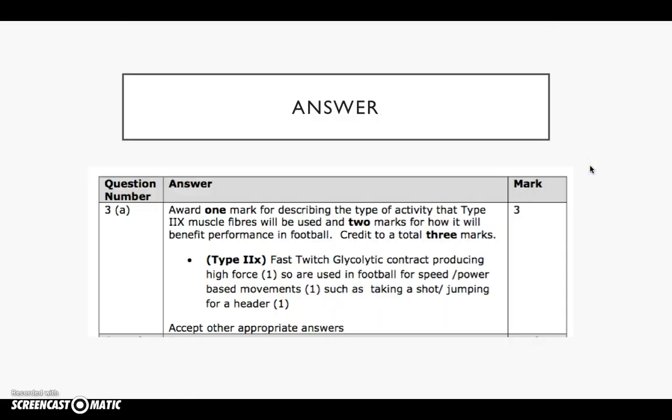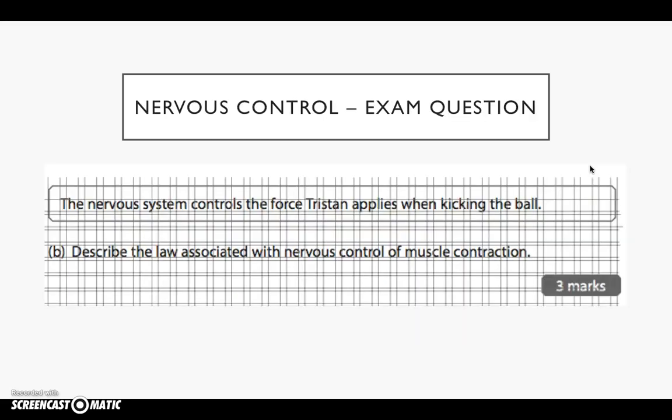Okay, so type 2X, or as I've got there, fast twitch glycolytic, contract producing high force. So they're used in football for speed, power-based movements, such as taking a shot, jumping for a header. So 3 marks, you would have got 2 for FOC, i.e. force of contraction, speed of contraction. Then you get your extra marks for applying it to the actual sport. You have to apply it to the question: are you a footballer? Why is that good? Has more power when producing a shot, or has more power when sprinting away from defenders, if it was a forward, for example.